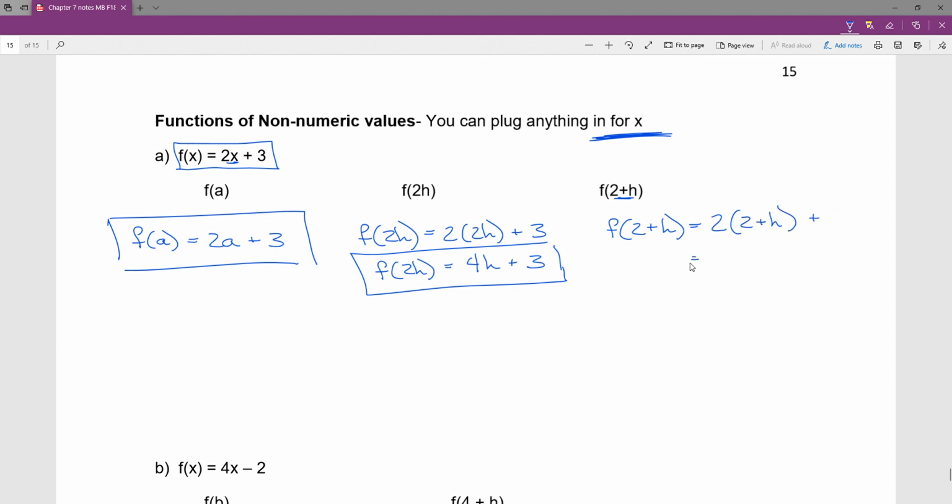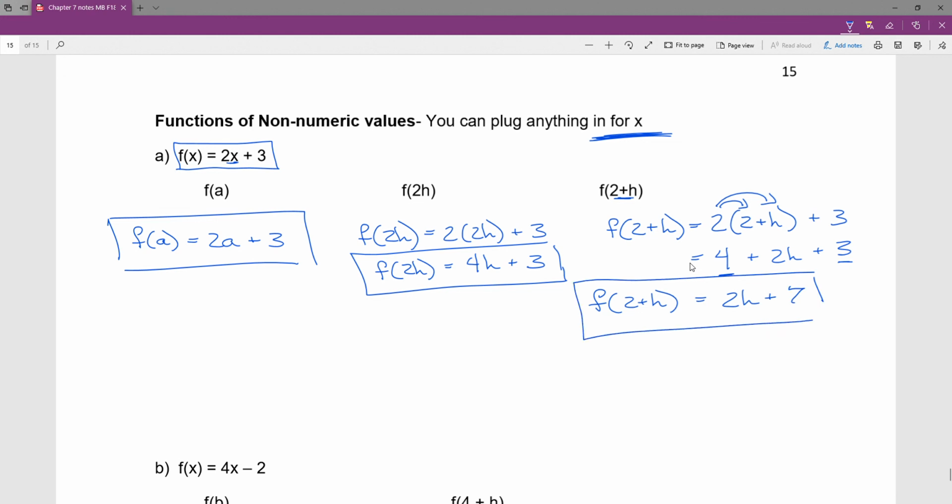And again with this one, there's some work I can do. I can clean this up. So I'd have 4 plus 2h plus 3. And I'm still not done because I can actually add those whole numbers together. So f at 2 plus h is actually equal to 2h plus 7. You could have 7 plus 2h. I chose to write it in descending order.